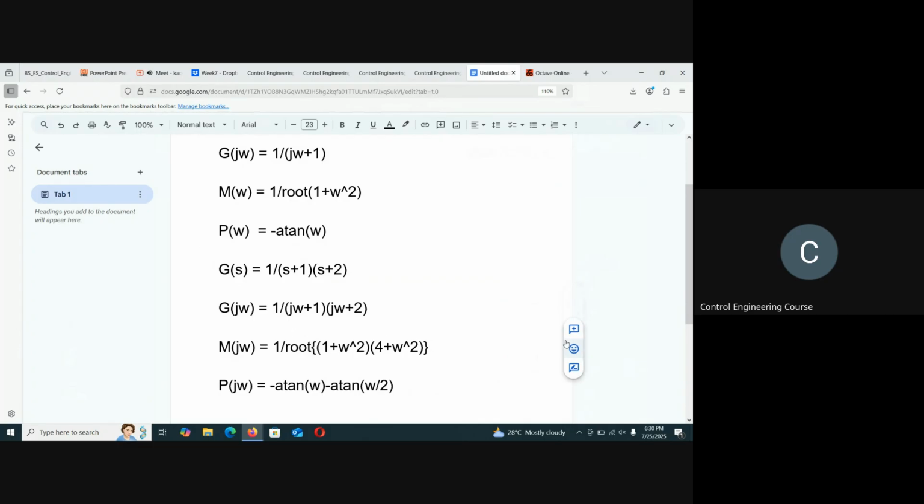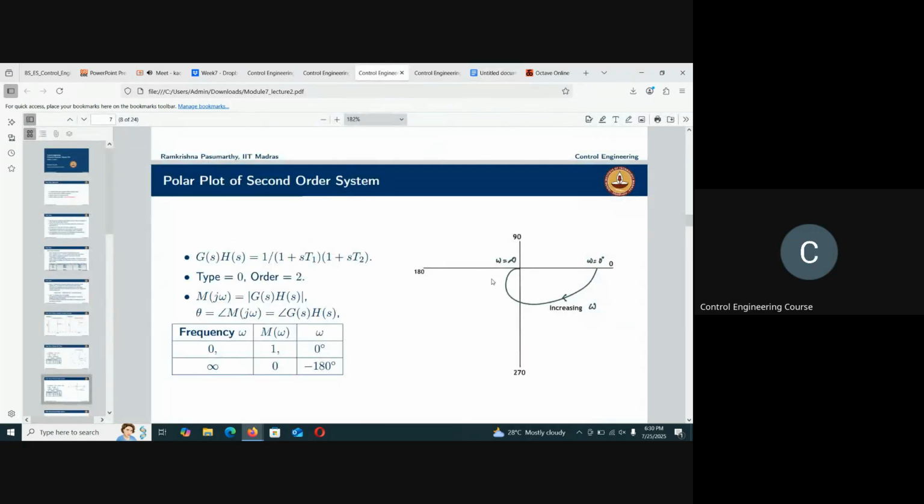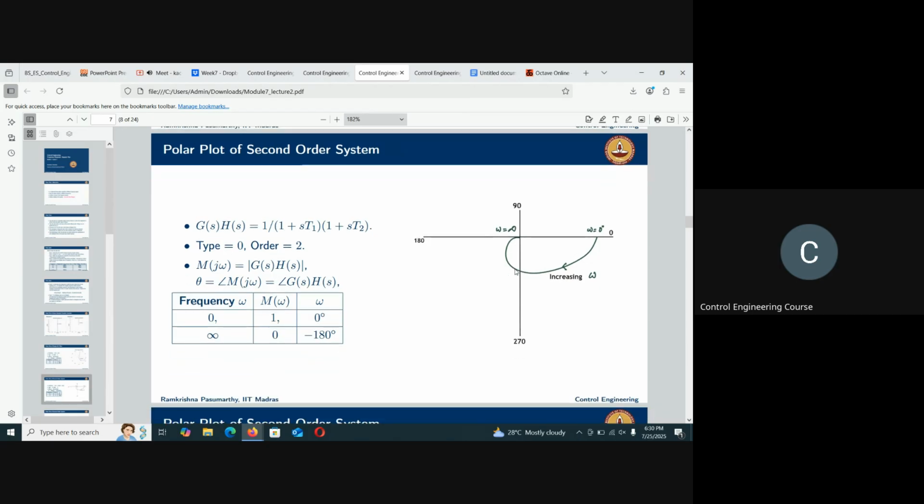So again, the magnitude reduces to 0 as omega increases. But what is the phase now? Asymptotically, where does it go as omega becomes infinite? It becomes minus 90 minus 90, which is minus 180. So that's what is happening here. It touches the origin tangentially to the minus 180 degree line. You see here? Got it?